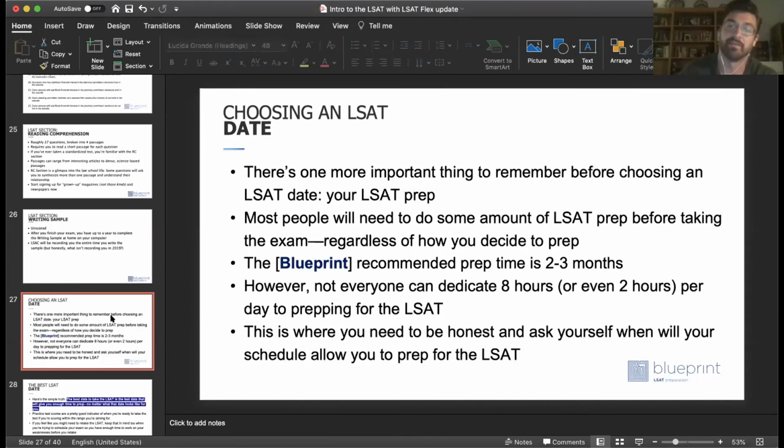Choosing an LSAT date. I think when it comes to choosing an LSAT date, it would be great to work backwards from the optimal time for you to apply. And that would be the ideal circumstances. But what has to be a constraining principle there is, when can I be ready? As we discussed, you do not want to take the LSAT more times than necessary.